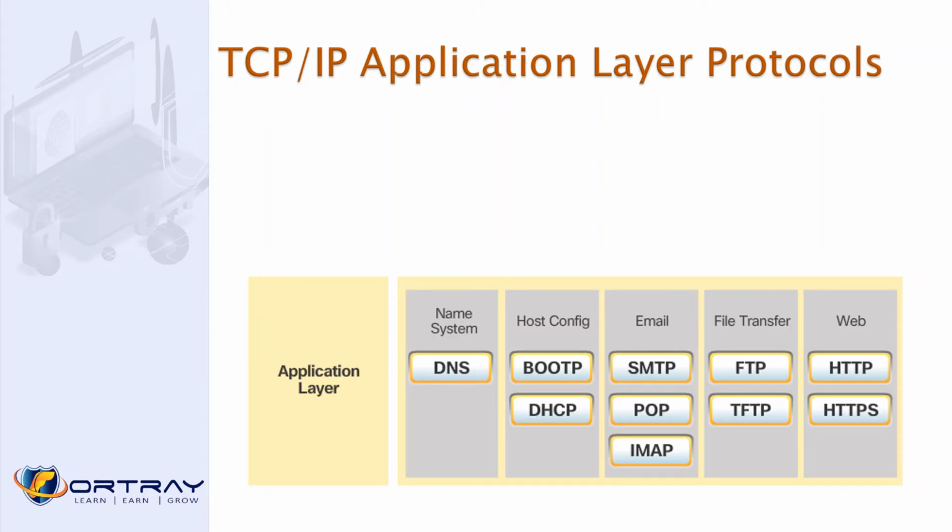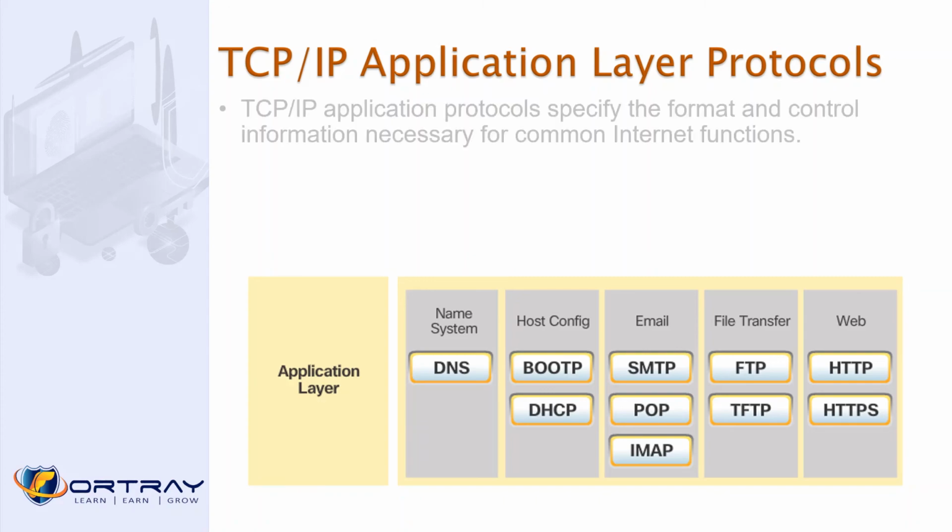DNS is the Domain Name System. BOOTP is when the computer initially boots and requests an IP, and DHCP is how you get the IP addresses. SMTP, POP, and IMAP are email transfer protocols. FTP is the File Transfer Protocol, and HTTP we normally use every other day. So these are application layer protocols.